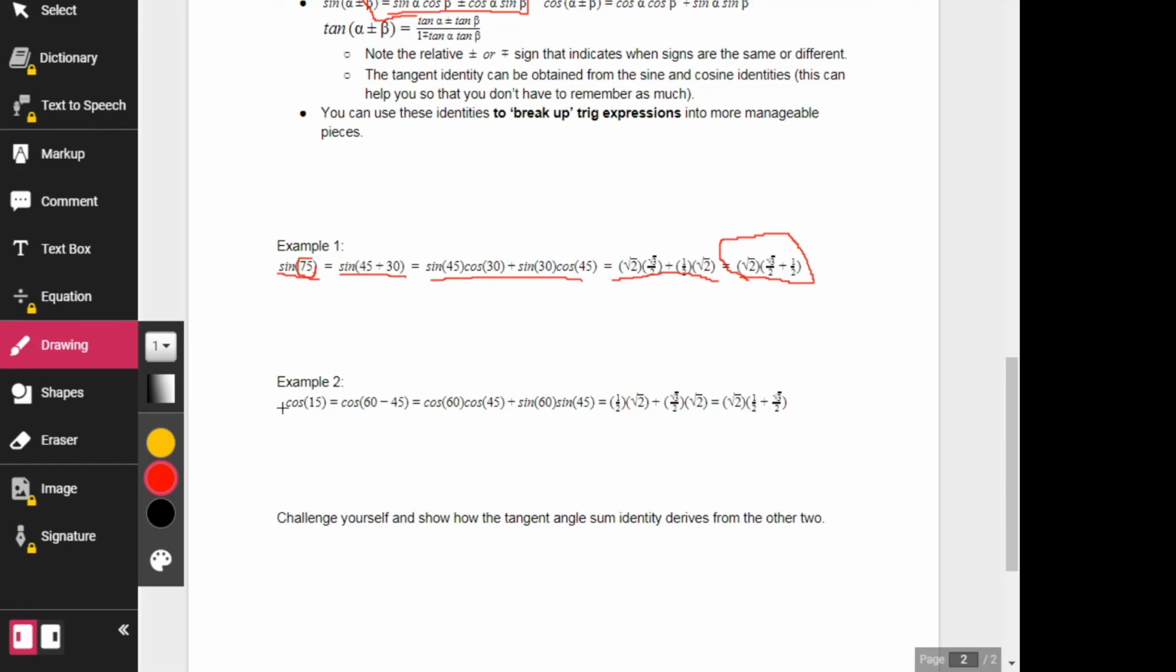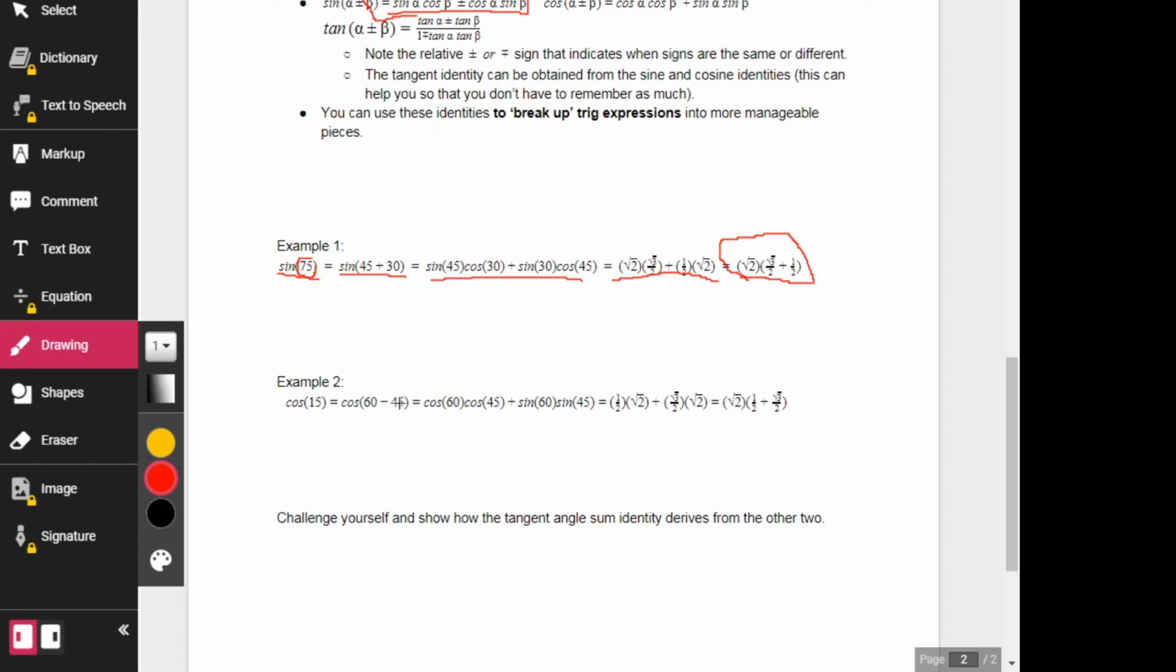Okay, example 2. You've got cosine of 15. This is what I'm talking about. You can split this up in multiple ways. In this example, I chose to split it up into cosine of 60 minus 45. However, some people might see 15 and say, oh, that's 45 minus 30. And you can totally do that. Instead of doing 60 minus 45, you could do cosine of 45 minus 30. That's still the same thing. You're going to get the same answer.